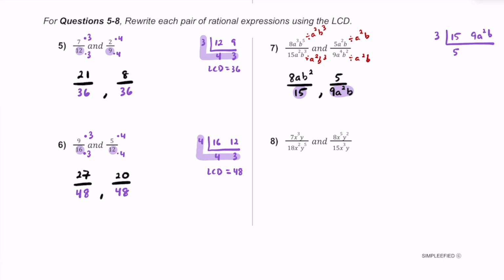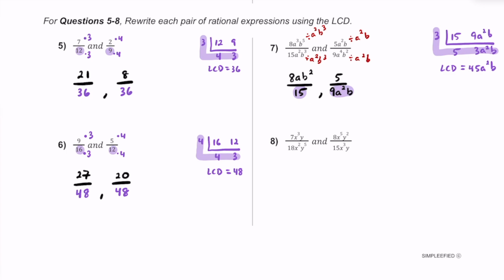So 3 times 5 is going to be 15, and 3 times 3a squared b is going to equal 9a squared b. So what is the LCD? Well, the LCD is going to be the product of these factors here. So the LCD here is going to be 3 times 5, which is 15, times 3, which is going to be 45a squared times b.